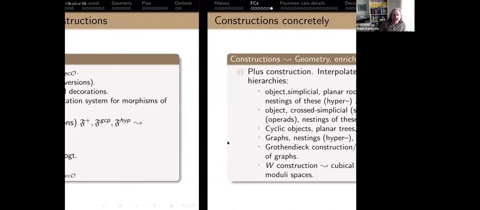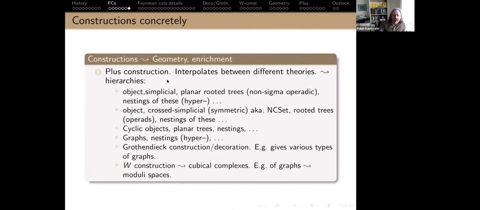All right, so what can you do? These are the ladders. You start with an object, just a trivial category. You go up one plus construction. You get simplicial things. Then you get planar rooted trees. These are non-sigma operads. Then you get nestings of these. These are hyperoperads. You could start with an object in the symmetric version. So that's the non-symmetric version. This is the symmetric version.